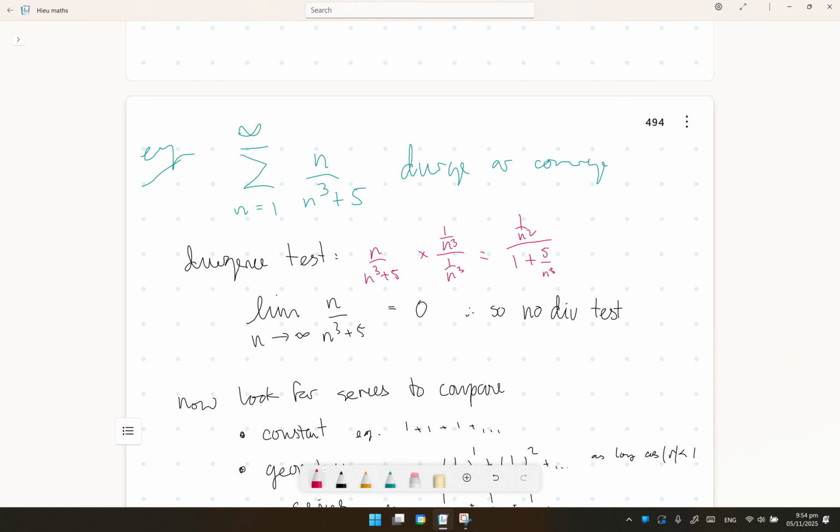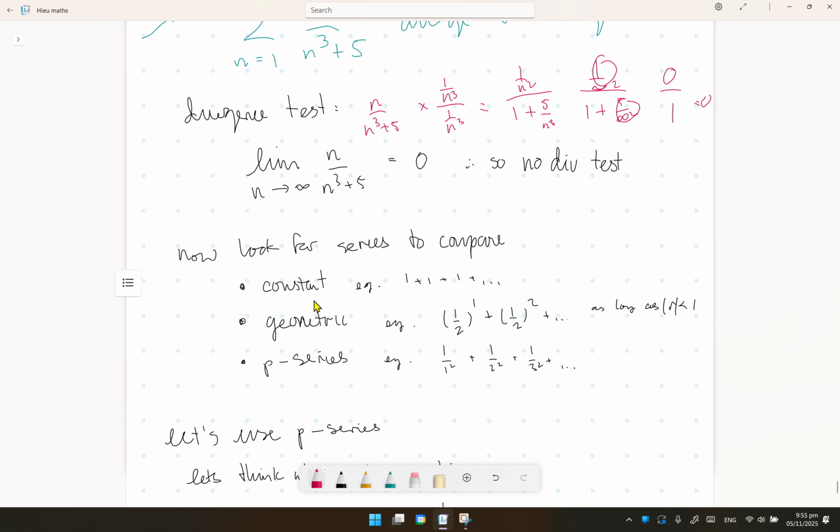Yes, 5 over n squared. And if you let n equal infinity, what you have is 1 over infinity squared over 1 plus 5 over infinity squared. So you have 0 here, 0 here. It will be 0 over 1, and therefore it's going to be equal to 0. So if the limit is equal to 0, then the divergence test has no effect. You can't tell if the series is convergent or divergent.